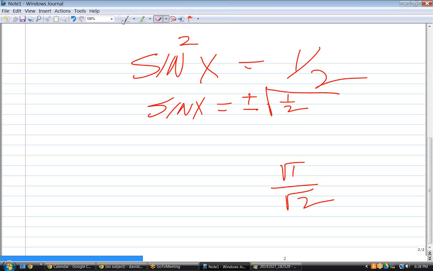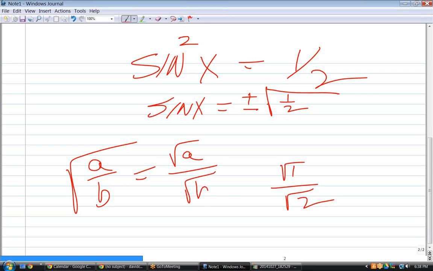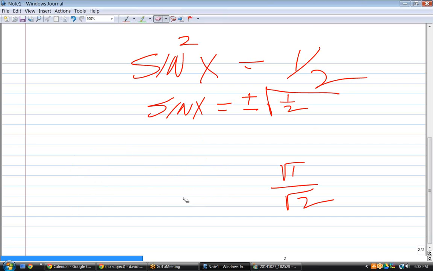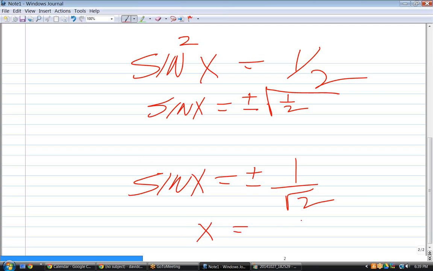But if you start under the premise that the square root of a over b is the square root of a over the square root of b, you can always break down these kinds of problems. Well, this becomes 1 over square root of 2. Now it looks more familiar. What angle causes the sine to be that? 1 over √2. 45. Okay, so that's one answer.